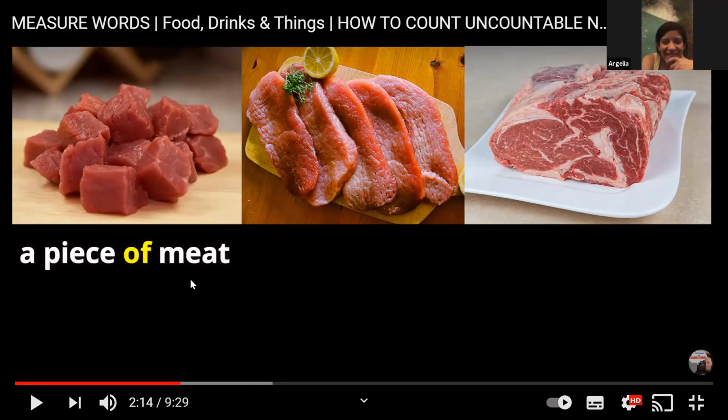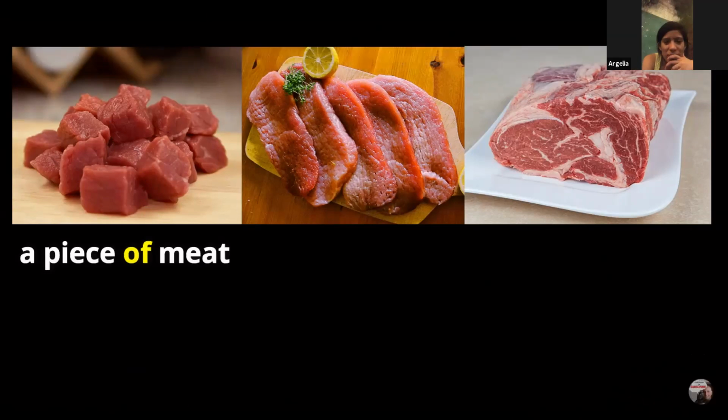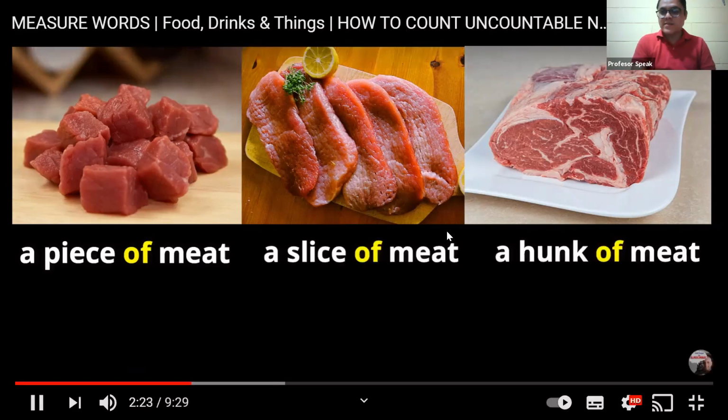Okay, so a piece of meat, guys, look at the picture. A piece of meat. You can say a piece of pork or whatever. A slice of meat or a hunk of meat. When you have the whole piece, it's called a hunk. A hunk of meat. It's what you get from the supermarket.